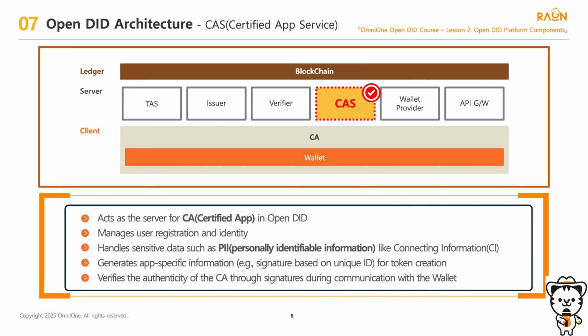Next, let's go over the CAS. CAS is a component in the OpenDID environment that acts as the server for the client application. It operates as the backend for the certified app installed on the user's device. Its primary role is to handle user registration and management, an essential component in the overall system. CAS is especially responsible for securely processing personal identifiable information, such as CI, which falls under PII. In addition, CAS generates unique application-specific data needed for token creation. It also plays a role in verifying the authenticity of the certified app by providing its own signature when communicating between the wallet and the server.